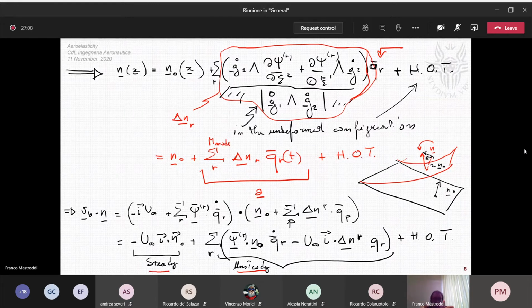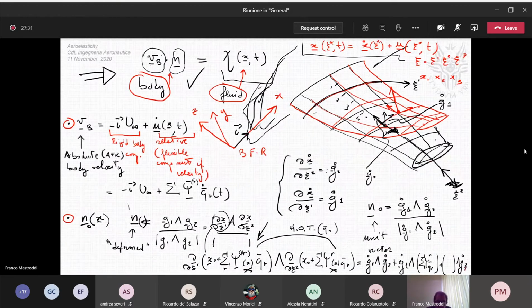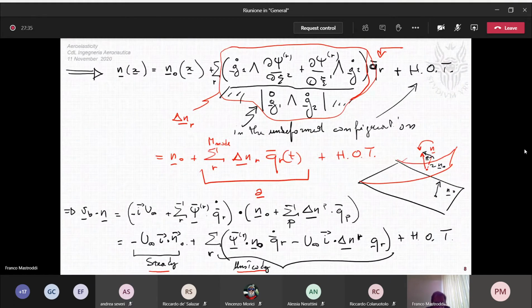Considering the expression of the normal, we managed to represent this correction in terms of modal coordinates. And this is just the final result of this development. As a final point, we have applied this dot product just to obtain the boundary condition. So we have this product developed, and we have a steady component plus an unsteady component.